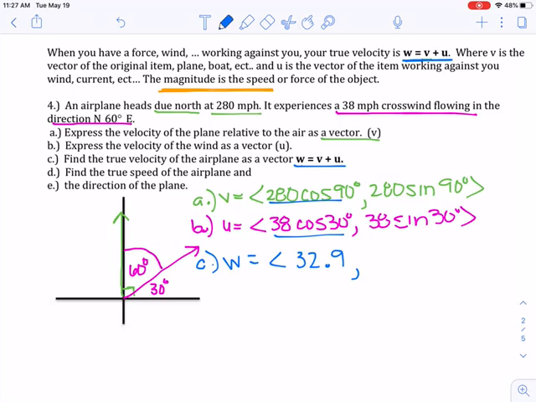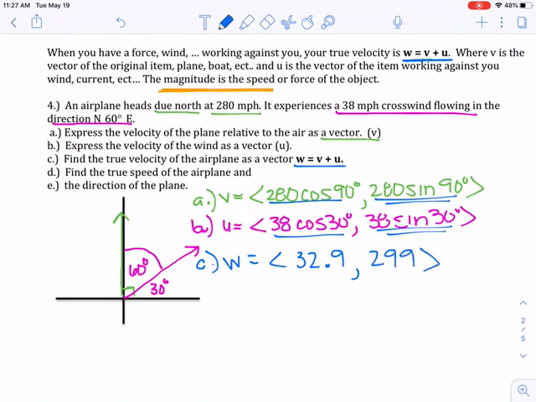Then, for my y component, I want to add my two y's together. So let's take 280 times the sine of 90 degrees, and add that to 38 times the sine of 30 degrees, and that gives me 299.